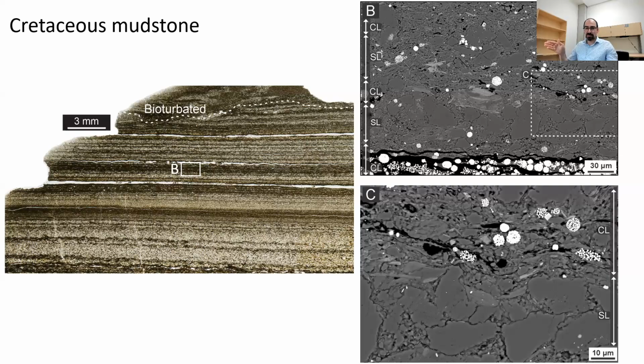That's a 10 micrometer scale bar, meaning that these lamina are on the order of a few tens of microns thick, 0.01 millimeters in thickness. I mean, that is remarkable that this type of organization exists at this scale. So SL and CL refer to silt-rich layers and clay-rich layers in all of the subsequent images.